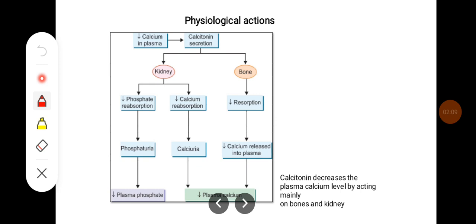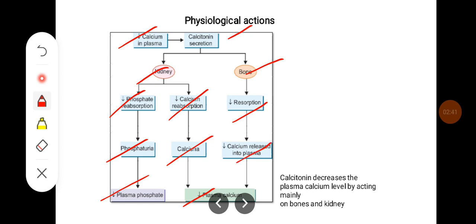So these are the physiological actions of calcitonin. So increase in the calcium stimulates the calcitonin secretion. The calcitonin acts on the kidney and the bone. Over the kidney, it decreases the phosphate and calcium reabsorption, leads to phosphaturia and calciuria. So that decreases plasma phosphate and plasma calcium. Whereas on the bone, it increases the resorption and decreases the calcium released into plasma. So it leads to reduced plasma calcium.